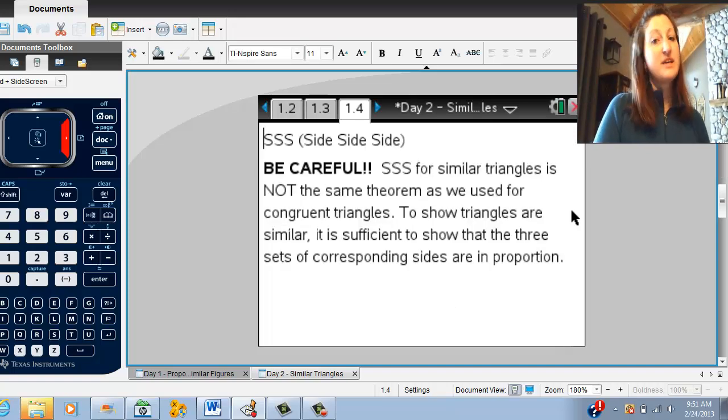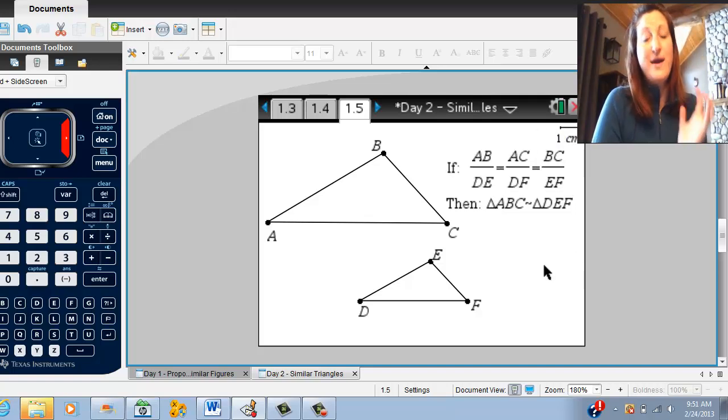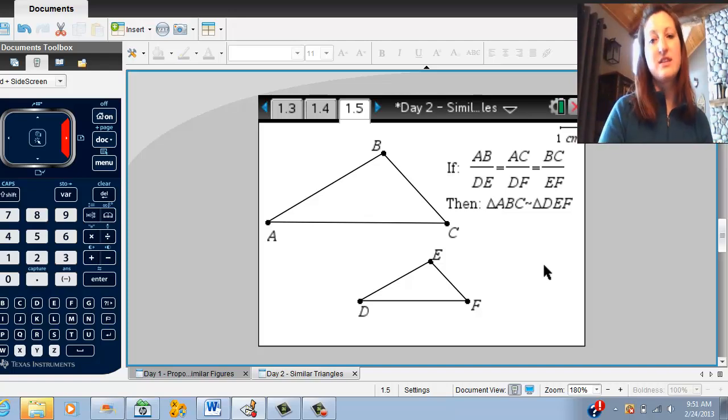Side, side, side. Again, be careful. Side, side, side for similar triangles is not the same that we used for congruent triangles. To show that triangles are similar, it's enough to show that the 3 sides are in proportion. And again, what that means is you want to show that the 3 pairs of sides all reduce down to the same fraction. So if we can show that the fraction comparing AB to DE, the fraction comparing AC to DF, and the fraction comparing BC to EF are all the same, they reduce down to the same fraction, then that's enough to say that the triangles are similar.